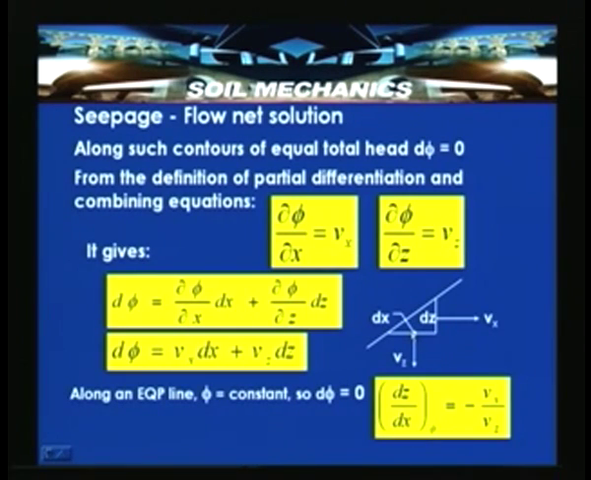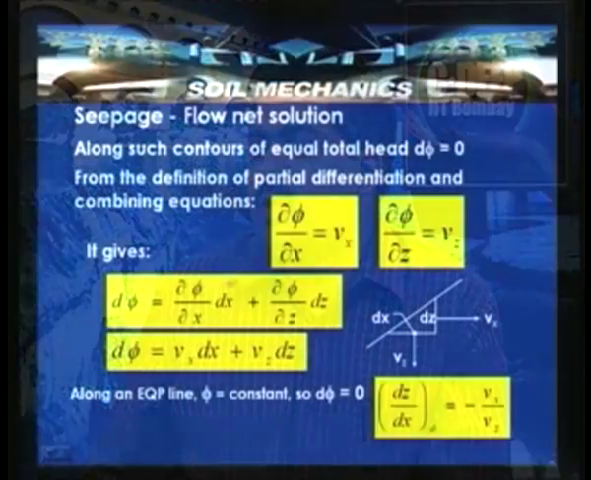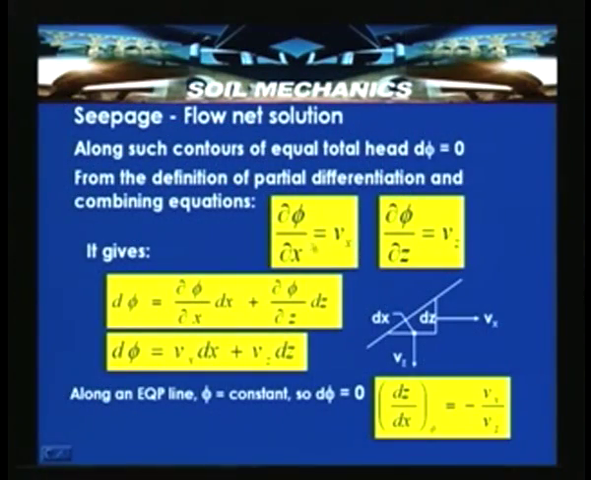dz and dx are the small lengths of the element under consideration. So, what we tried to do is along such contours of equipotential lines, we have defined equipotential lines and said that the potential is constant along a particular equipotential line, that is, total head is constant. So, in that case d phi is equal to 0 on an equipotential line. From the definition of partial differentiation and combining equations dou phi by dou x is equal to Vx and dou phi by dou z is equal to Vz, we obtained d phi is equal to Vx dx plus Vz dz. So, along an equipotential line phi is constant, so d phi is equal to 0. With that, we determined the slope of an equipotential line, that is dz by dx is equal to minus Vx by Vz.